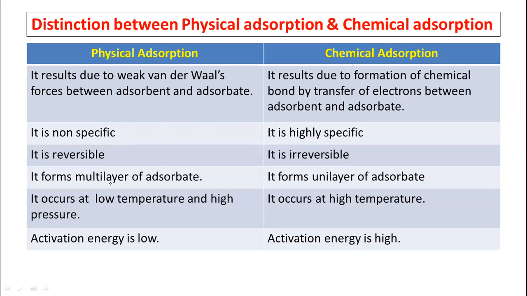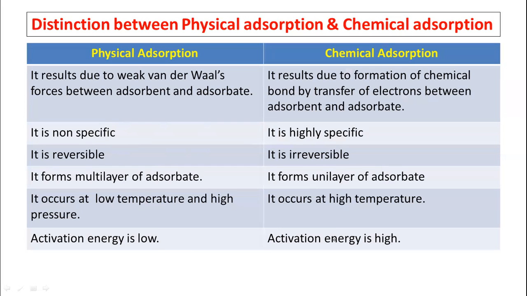During physical adsorption, there is formation of a multilayer of adsorbate. During chemical adsorption, there is formation of only one layer, a unilayer, on the surface of the adsorbent. Physical adsorption generally takes place at low temperature and high pressure, and chemical adsorption takes place at high temperature. In the case of physical adsorption, activation energy is low.